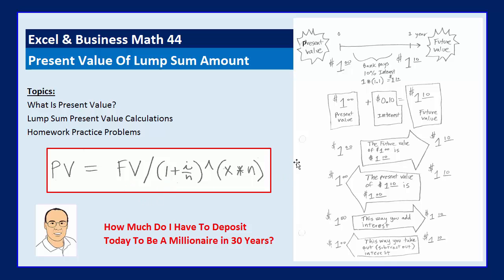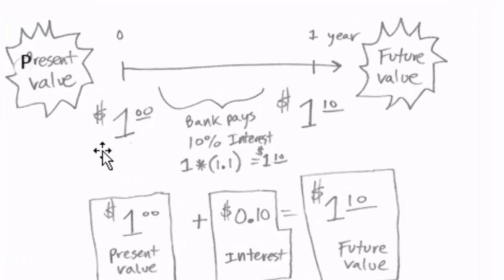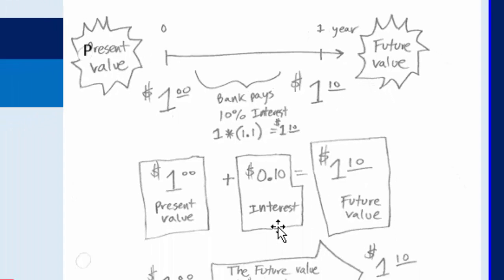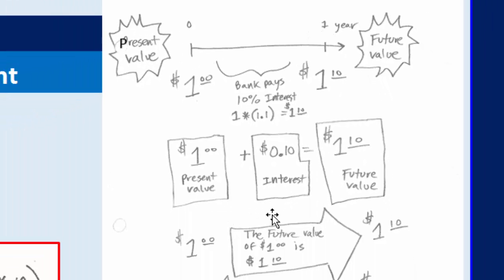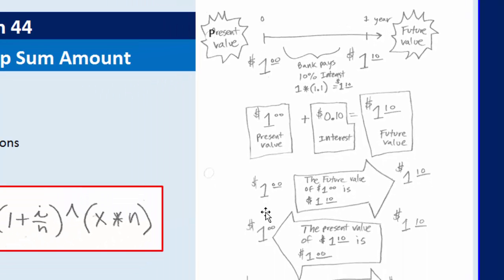And here's the concept. Present value, that's the amount today. Future value, that's the amount in the future. So if a bank pays 10% and we have $1, well, it will grow in 1 year to $1.10. So notice what we do. Here's the present value. We add the interest to get the future value. That means the future value of $1 going this direction, adding interest through time, is $1.10.